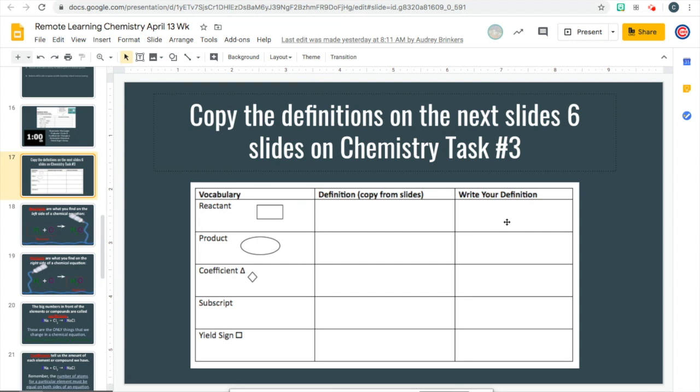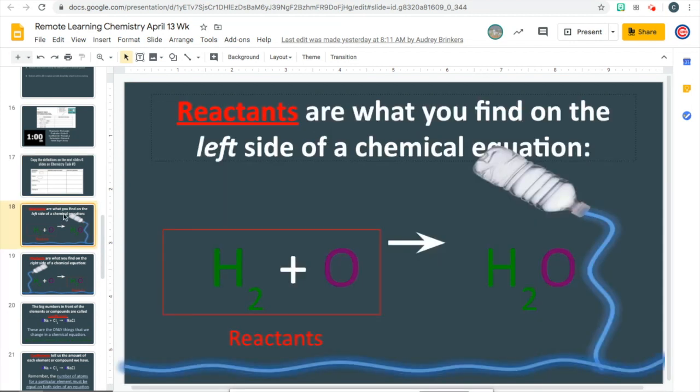I'm going to move on to the next slide to show you how to find the definitions. I tried to make it as clear as possible with examples too, so that you understand what each of these parts of the equation are. For this next part, you see reactants. The definitions are always going to be in this dotted box. It says reactants are what you find on the left side of a chemical equation.